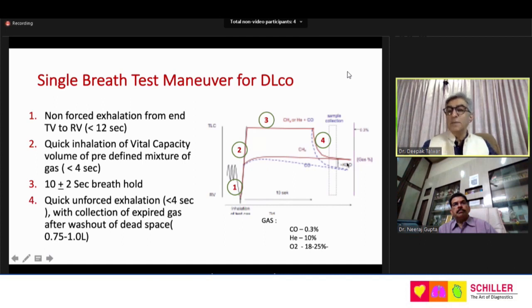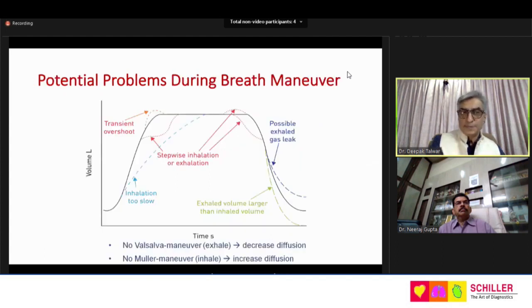So I think people were talking about methane. Methane is also used, but we are using helium because it is also bundled together with lung volume. So helium is used for lung volume studies also. So that is why one gas can be used basically for both the purposes.